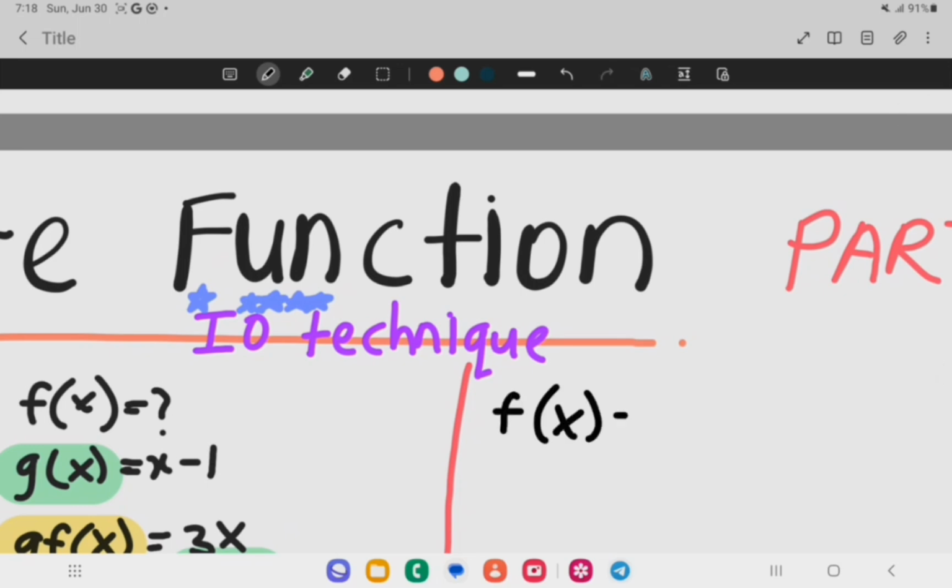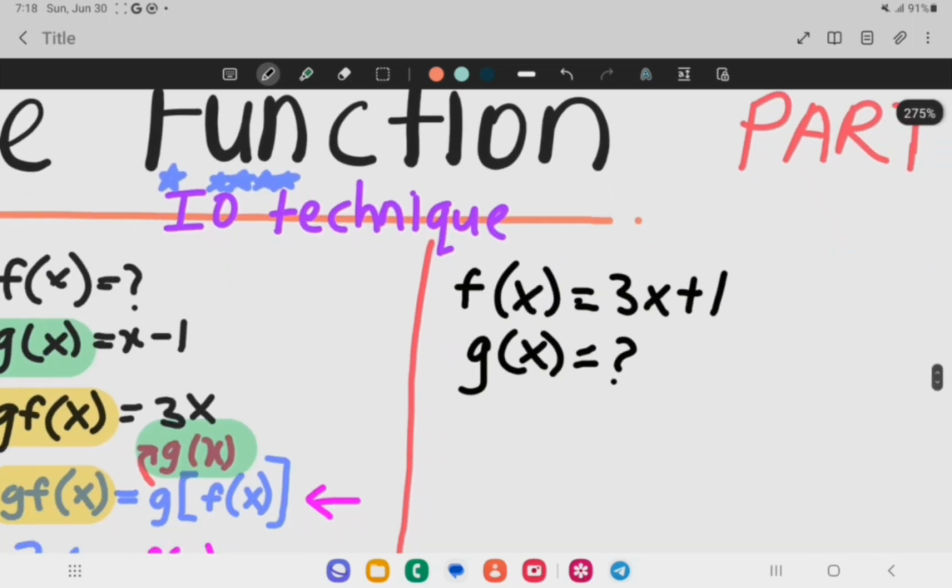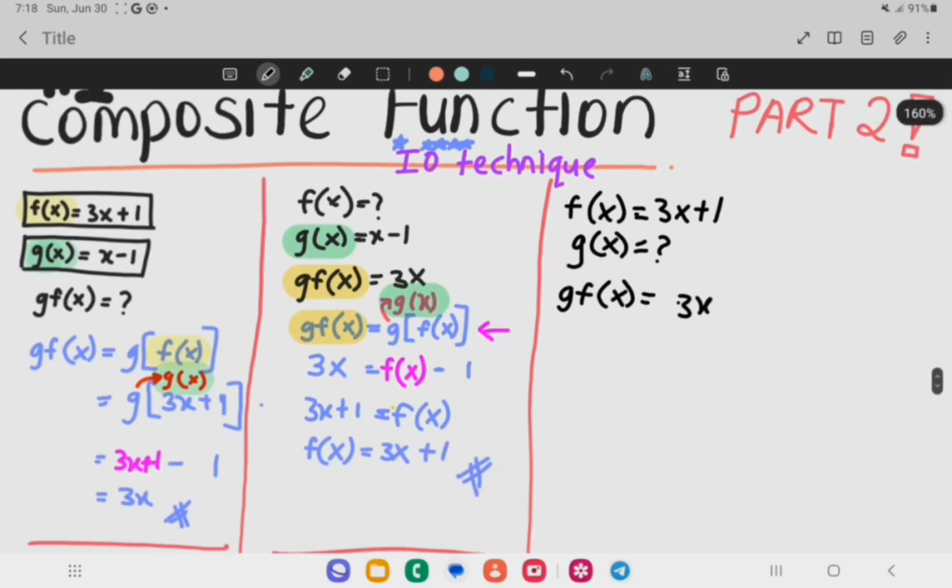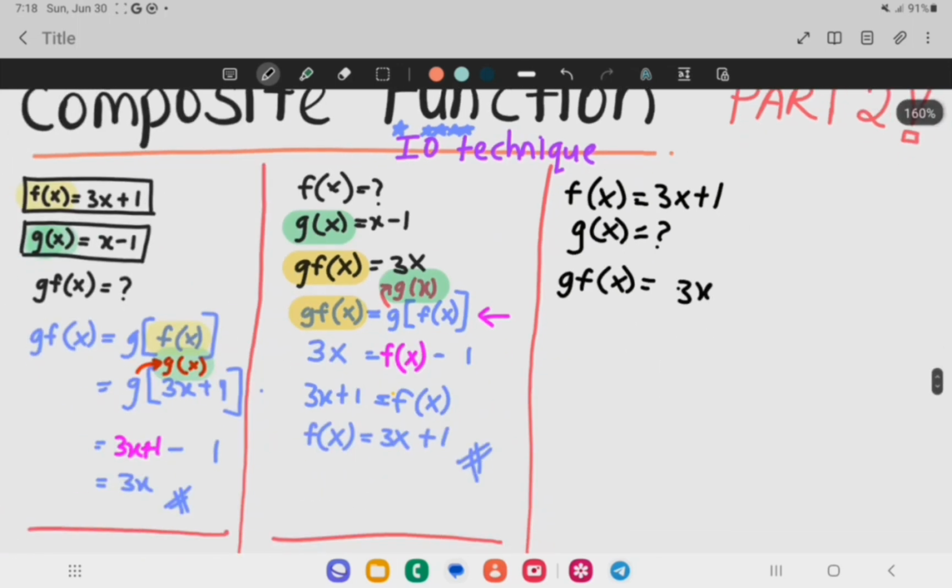f x is given, g x is not given, so that's what you're going to find. You're going to find g x. By the composite function, g f x is given there, which is the same as the one I used in previous examples, which is 3x.